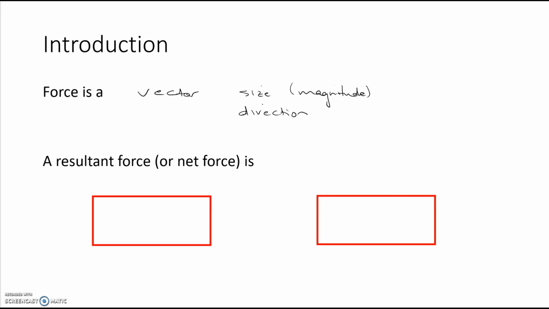So we can give you some formulas here. The relationship between the resultant force, which is F res, and the mass and the object's acceleration is going to be F res equals m times a. Now this is the second of Newton's laws.